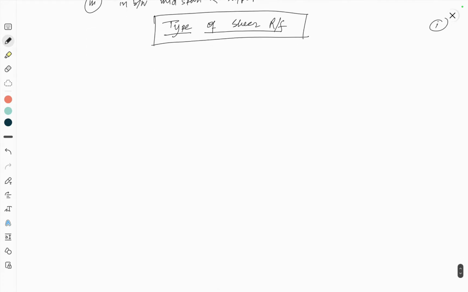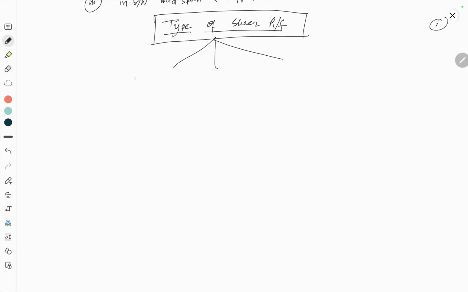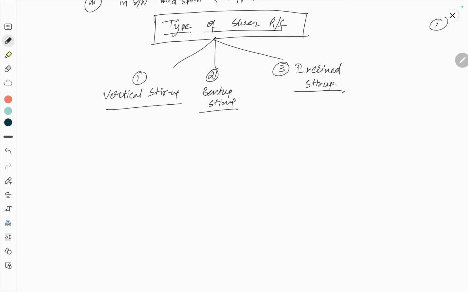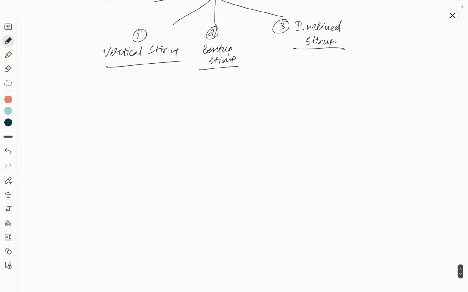Basically, broadly, we divide shear reinforcement into three types. Number one is the vertical stirrup. Number two is the bent up stirrup. Number three is the inclined stirrup. One by one we'll discuss the types of stirrup. First we'll discuss the vertical stirrup.